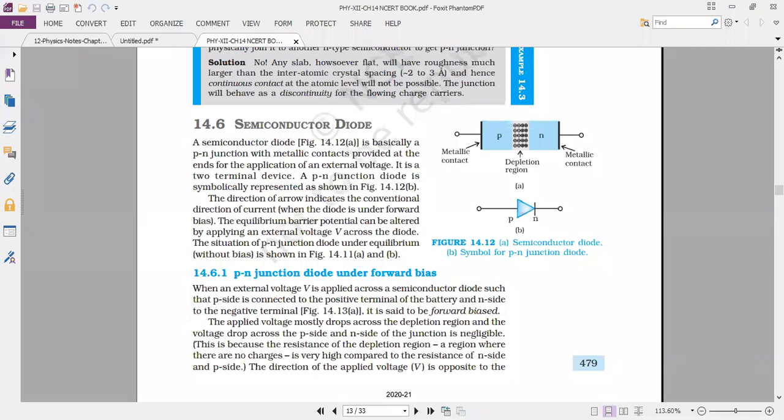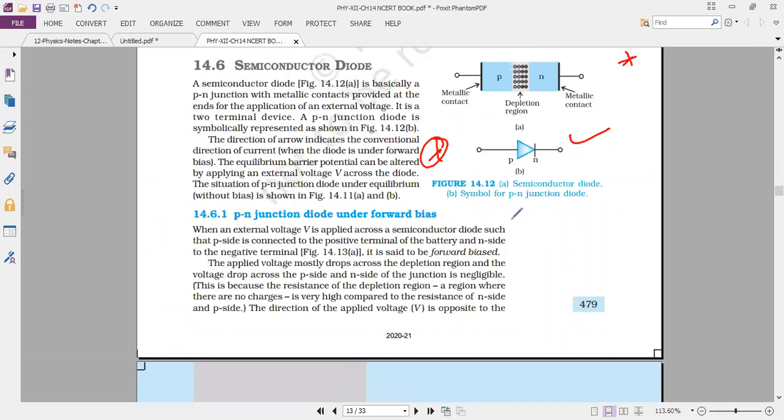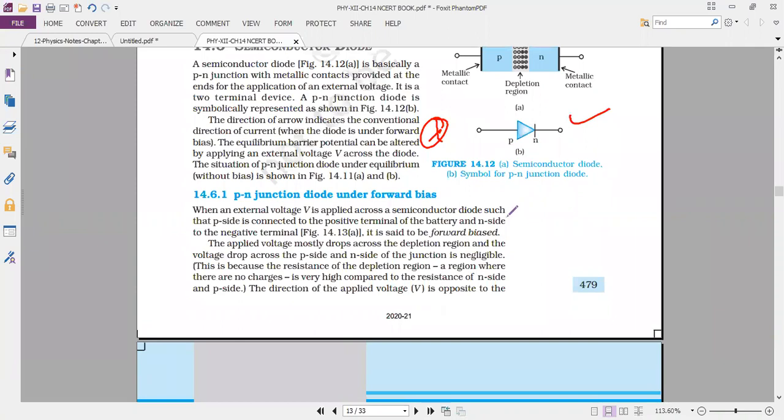This is the symbol of diode in this diagram. This is the symbol of the diode. This is the normal diagram. The symbol they are asking means you want to mention one triangle and one line. This is the positive, this is negative. Symbol of the PN junction. PN junction or diode, both are the same.